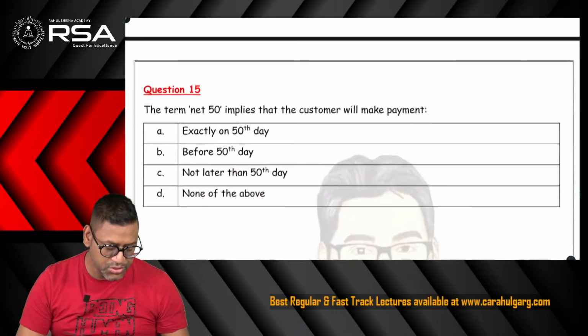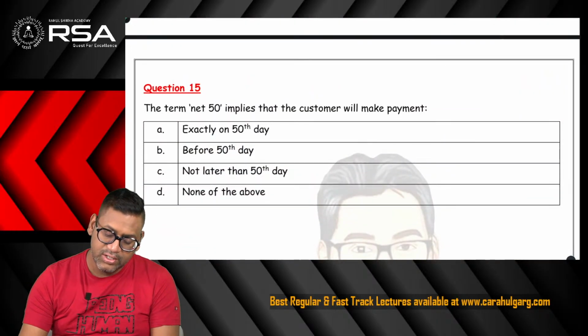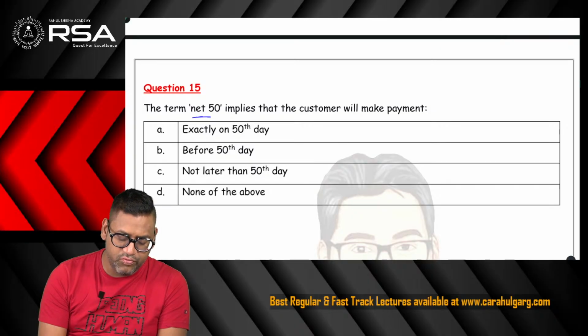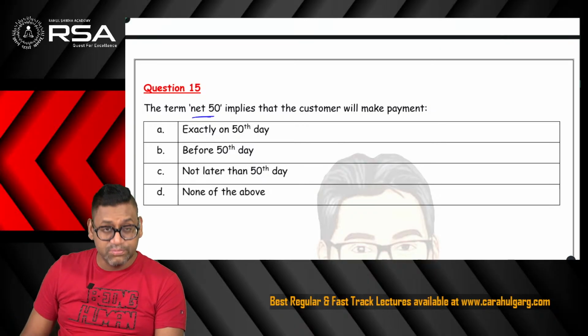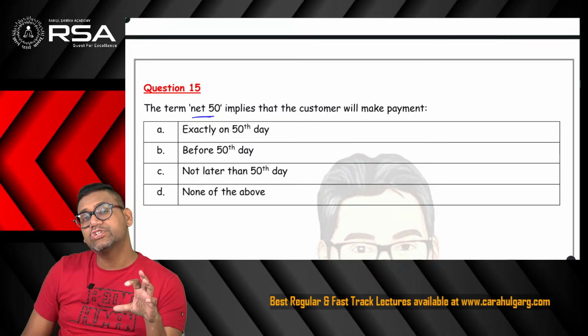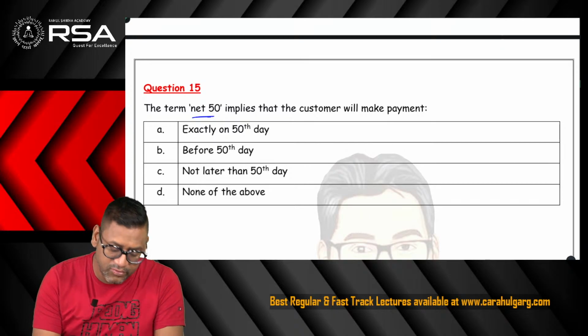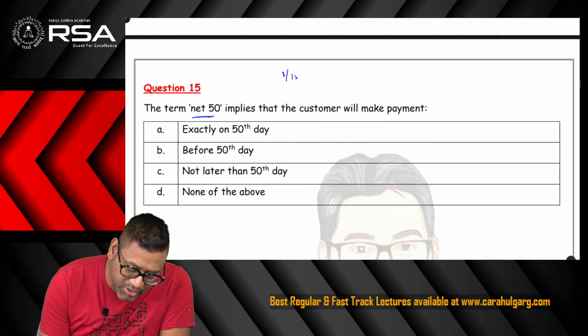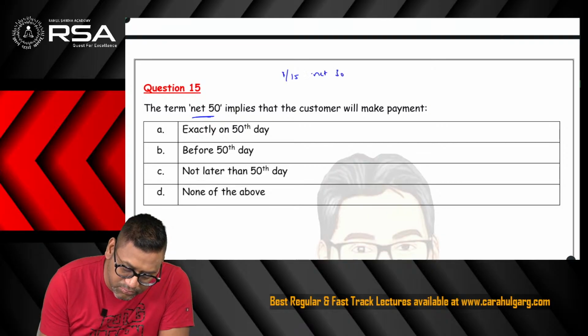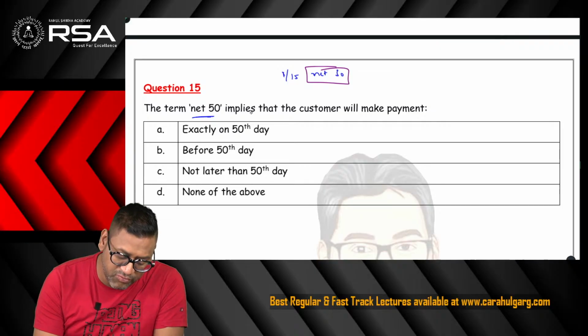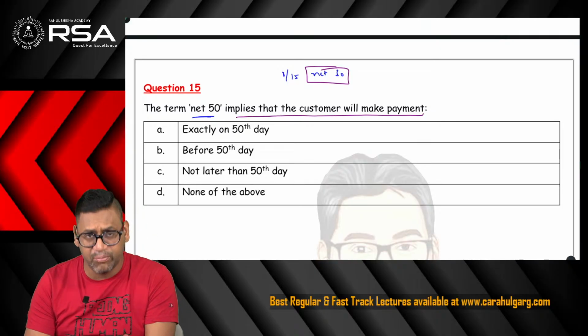Moving further, question number 15. It says the term net 50. So where is this term used? When you do the chapter debtors management, you encounter certain questions where this is written, for example, 1 by 15 net 30. So what is the meaning of this net 30? It is asking: the term net 50 implies that the customer will make the payment.